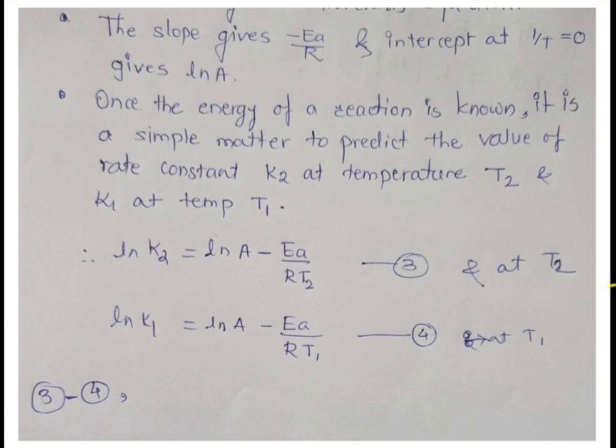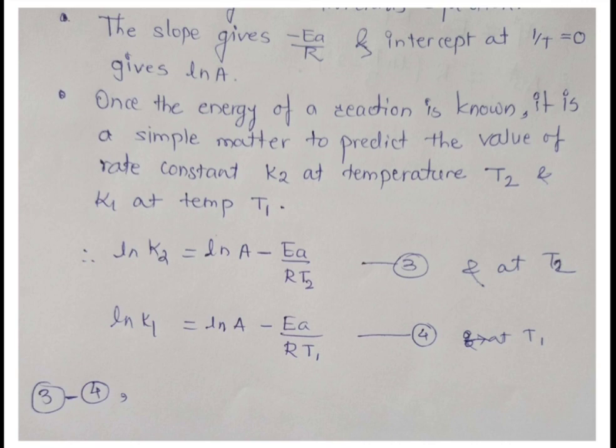This is at the temperature T2, and the same equation is written with K1 and T1. ln K1 is equal to ln A minus Ea upon RT1. Here A is the pre-exponential factor, K2 is the rate constant when temperature is T2, K1 is the rate constant when temperature is T1, Ea is the energy of activation, and R is the molar gas constant. So this is equation number 4 when temperature is T1.